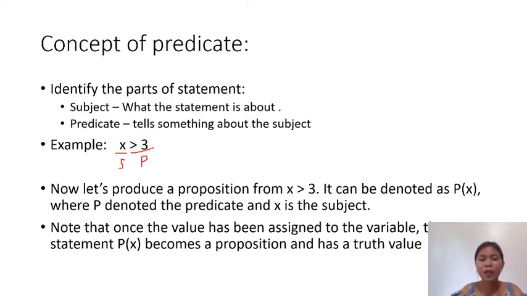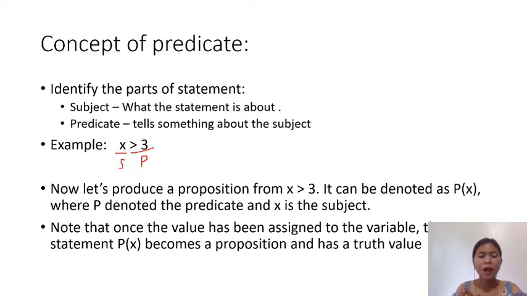The main idea of the statement x is greater than 3 is identifying the value of x. So therefore, x is our subject, and the remaining part of the statement is automatically the predicate. Now, let's produce a proposition from the statement x is greater than 3, since we have already identified the subject and the predicate, right?